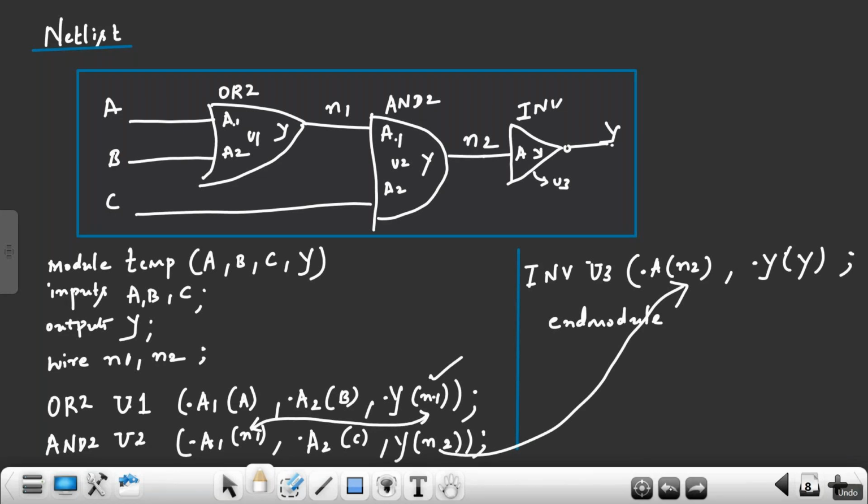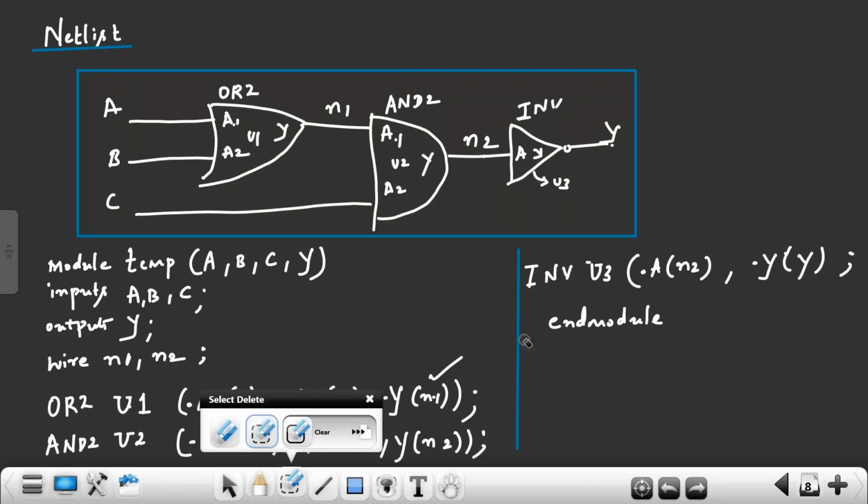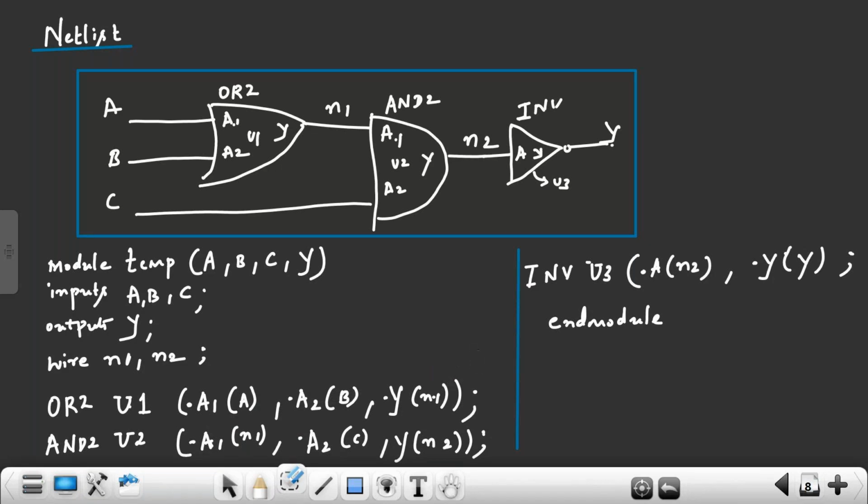So my netlist should be having only gates and their connections. Apart from that, no other Verilog construct is allowed. Anything like assign statement, procedural blocks, if statement, case statement, loops, nothing is allowed. Only cells and their connections. But connection is present here, right? N1 is output of your OR gate and it is input to your what? A. So connection is established. So this is called a netlist.